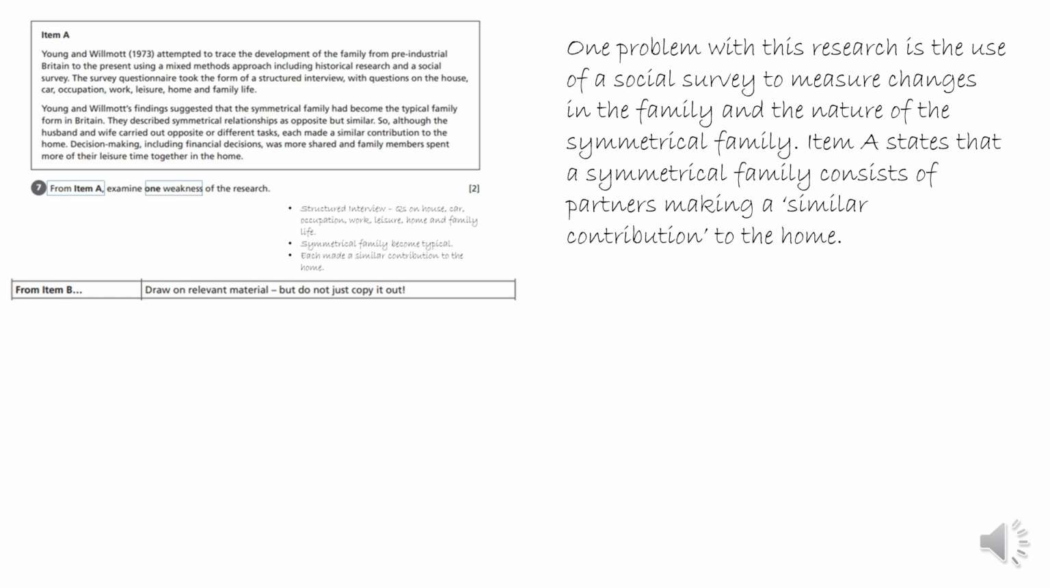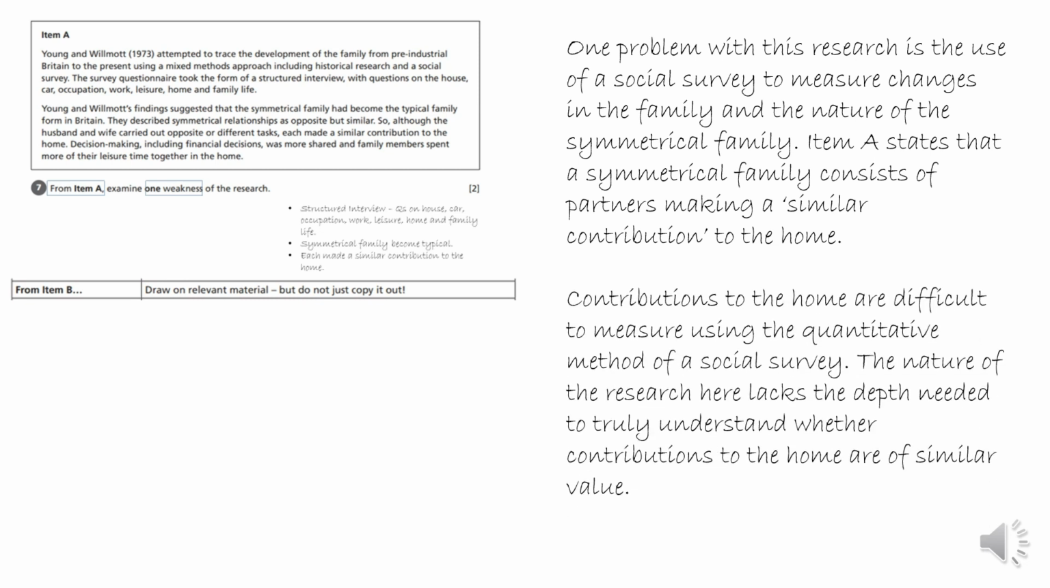So here we can see it says, one problem with this research is the use of a social survey to measure changes in the family and the nature of the symmetrical family. Item A states that a symmetrical family consists of partners making a similar contribution to the home. And then I've followed this up because we've not really linked it as a weakness, but here we're talking about the weakness of this. It says, contributions to the home are difficult to measure using the quantitative method of a social survey. The nature of this research here lacks the depth needed to truly understand whether or not contributions to the home are of similar value.